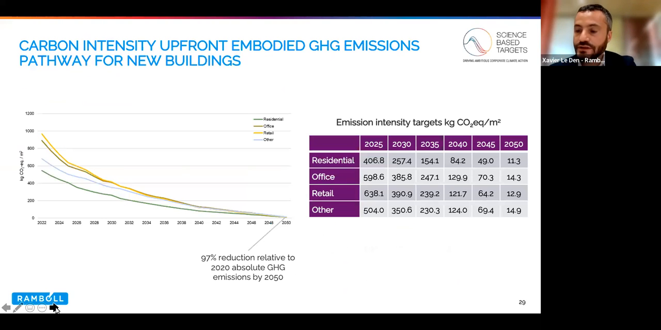So here, the pathway that results from that work, it's a carbon intensity upfront embodied GHG emissions pathway for new building. So as you can see, the different pathways or sub-pathways converge towards 2050 to very close to climate neutrality. It's a fairly steep decrease of GHG emissions in the first years, to reach 97% reduction relative to 2020 absolute GHG emissions by 2050.